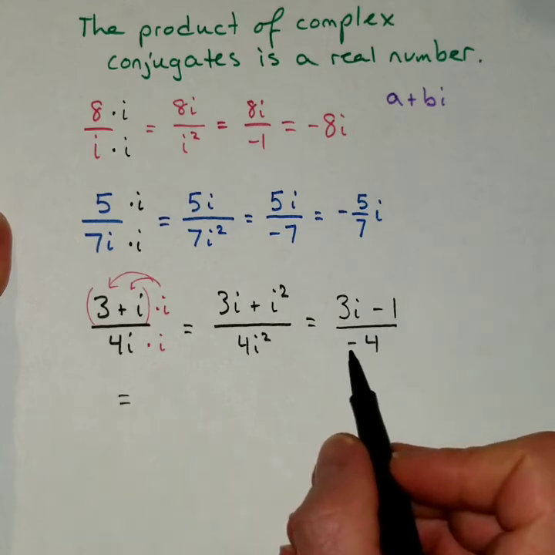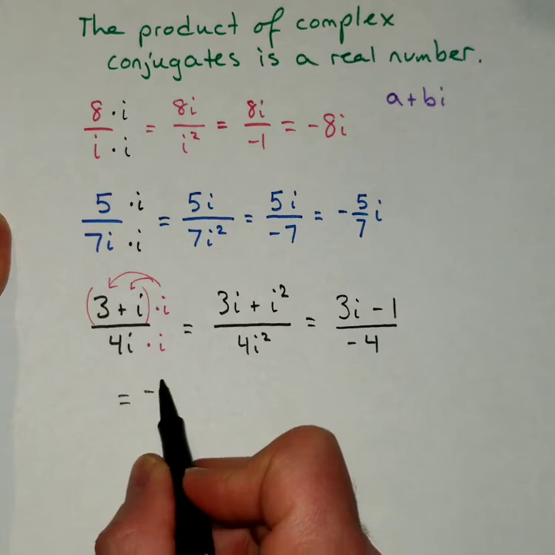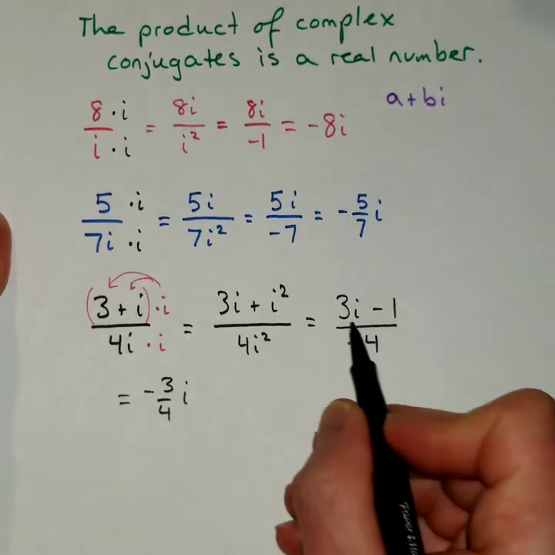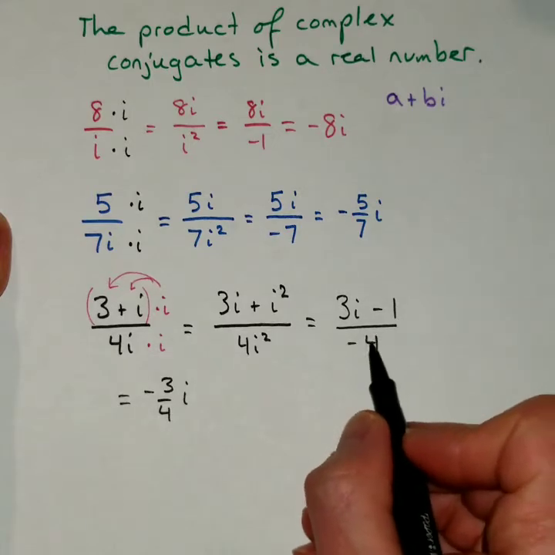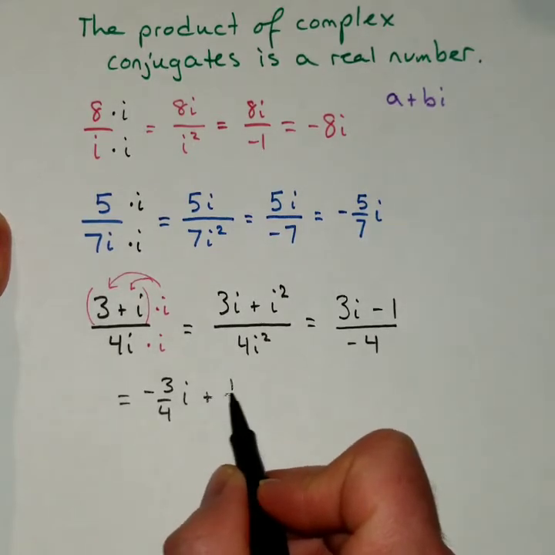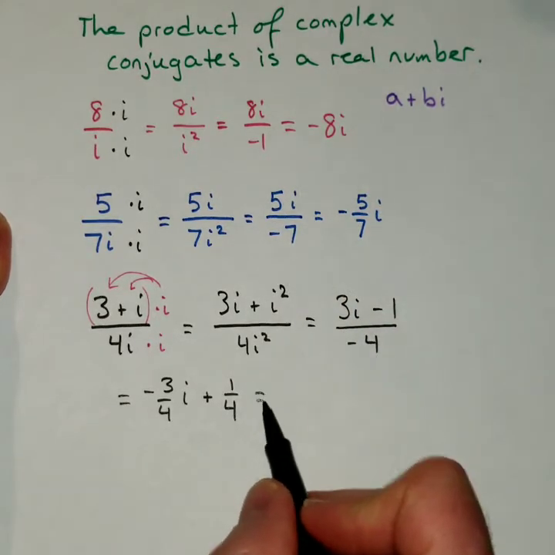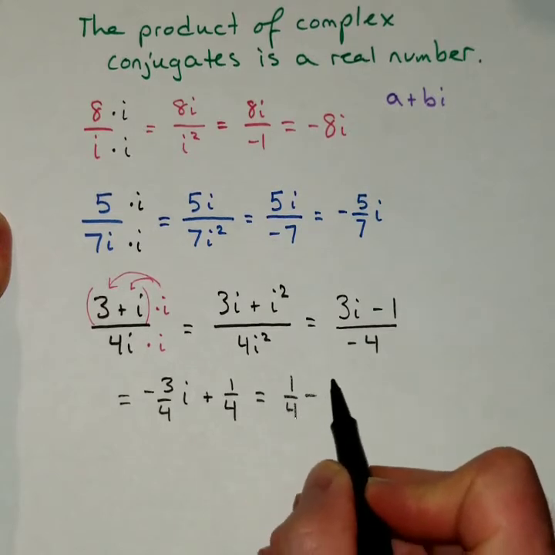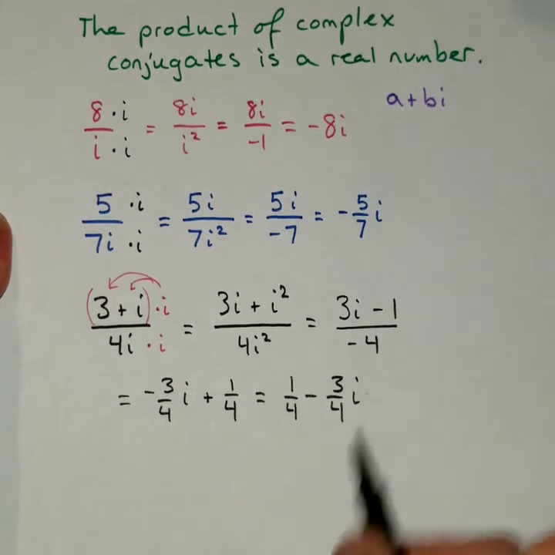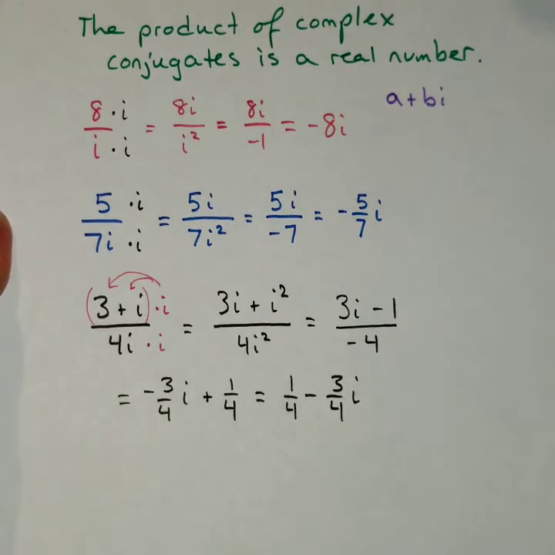Let's split the fraction. So that becomes -3/4 i, right? 3 over -4 is -3/4. And the negative 1 and the negative 4 make a positive 1/4. And now to get the standard a plus bi form, I want to reverse these to get the i at the end. So this becomes 1/4 minus 3/4 i. And there's our a plus bi. A is 1/4, b is negative 3/4.